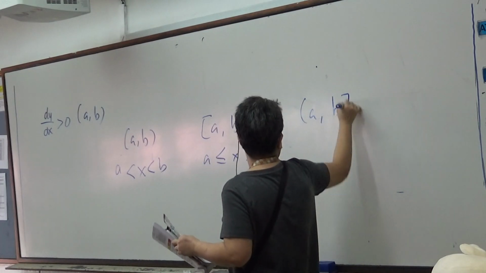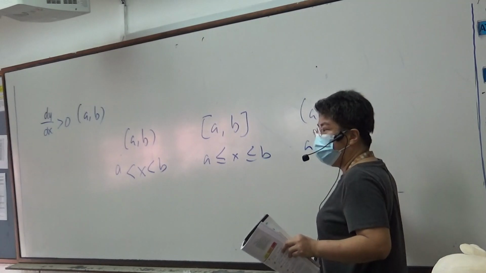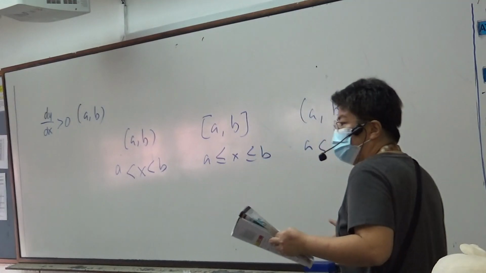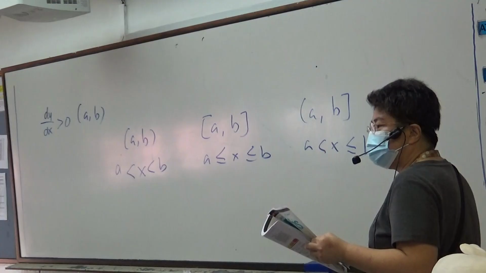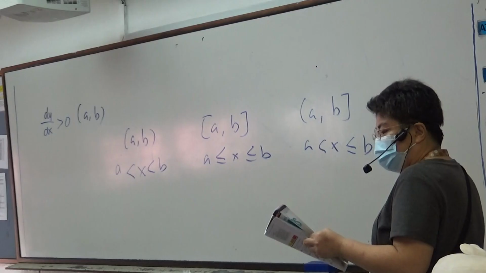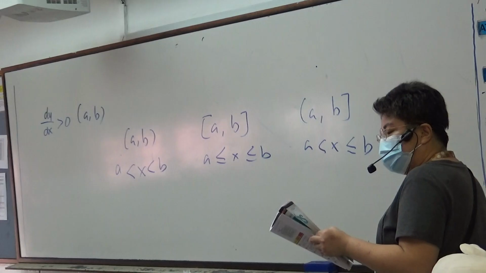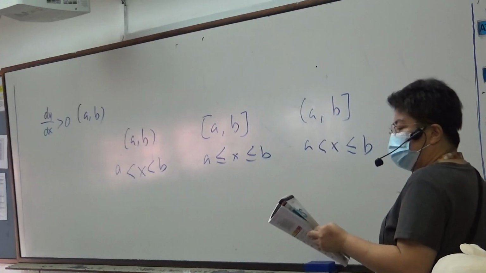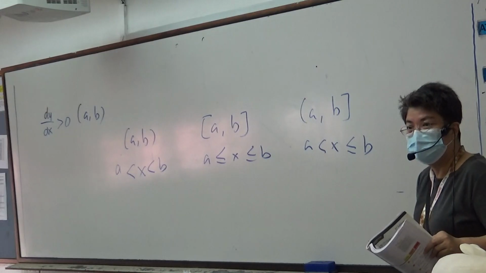What if they write this here? What does it mean? Exclude a, include b. This is a mathematical symbol. It's not coordinates. Do you understand? This book assumes too much. You assume that you're very good in your maths and you read the books. Okay? So dy/dx bigger than 0 means increasing function in the interval (a, b). dy/dx less than 0 means it's a decreasing function in the interval (a, b). Everybody clear?